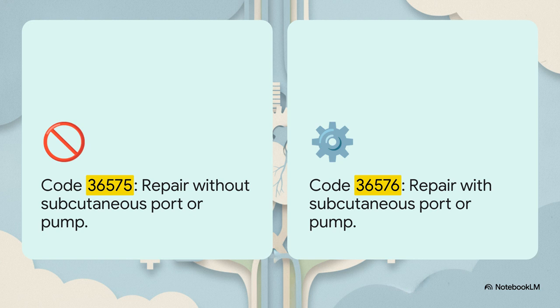First, there's code 36575. You'll use this for the repair of a tunneled or non-tunneled catheter that does not have a subcutaneous port or pump. Then you've got code 36576, which is for repairing a device that does include a subcutaneous port or pump. Honestly, it doesn't even matter if the initial insertion site was central or peripheral. The presence of that port or pump is literally the only differentiator you need to care about here.